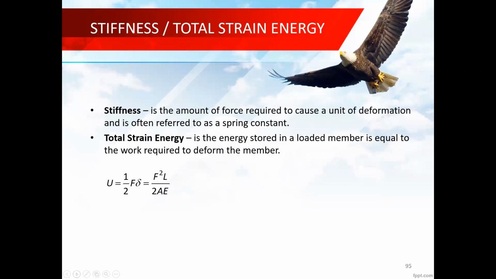So stiffness and total strain energy. Stiffness is the amount of force required to cause a unit of deformation and is often referred to as spring constant. Total strain energy is the energy stored in a loaded member is equal to the work required to deform the member. So U is equal to 1/2 of F delta or F squared L over 2AE.